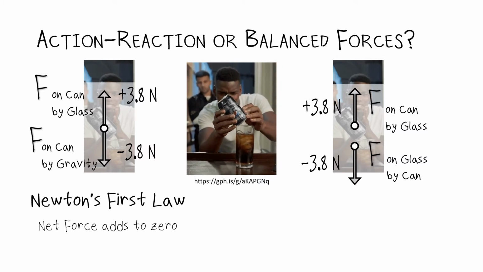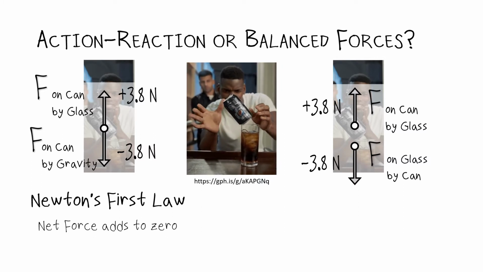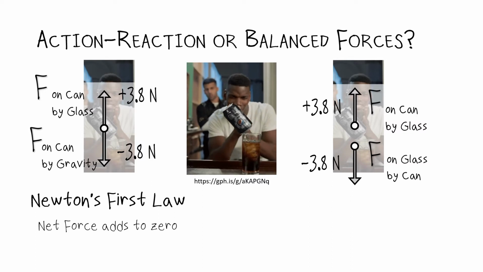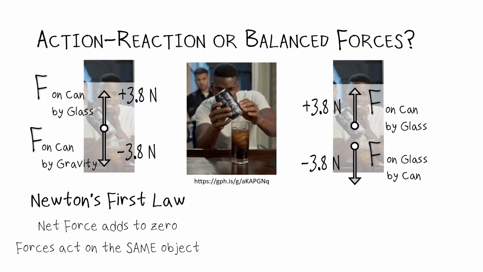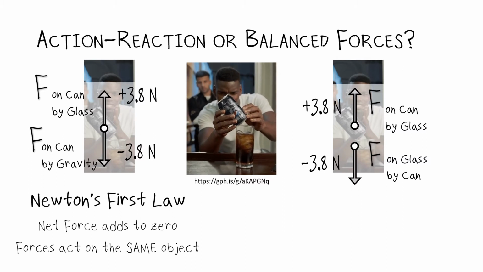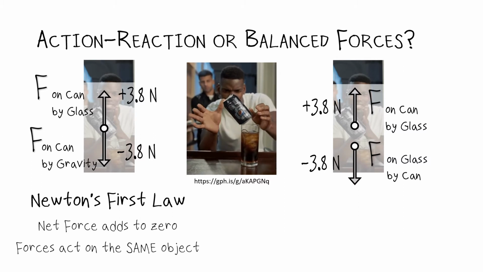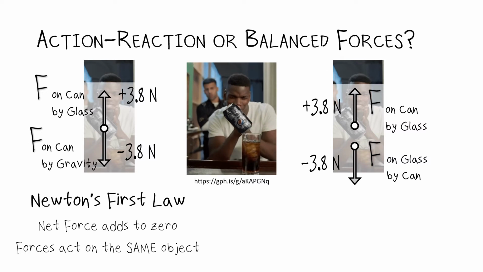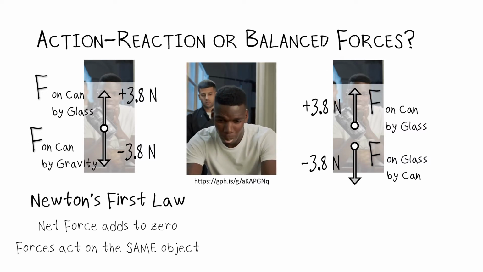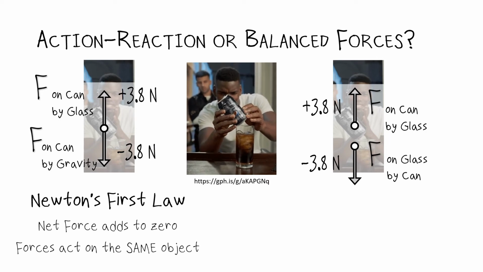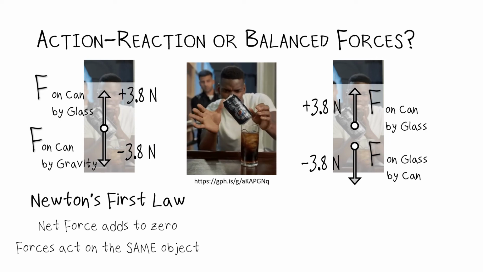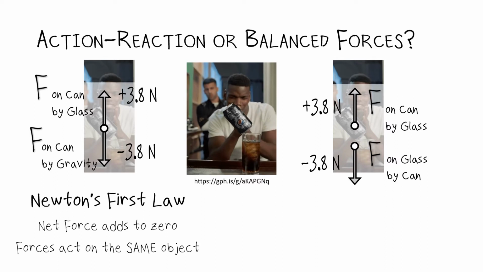When you take a look at the force acting up and the force acting down, they are balanced because the net force adds to zero. The can is not going to be accelerating. If it's at rest, it will stay at rest. A giveaway for this scenario is that the forces have to act on the same object. Forces can't balance each other out if they're acting on different objects. So they're both acting on the can of soda.